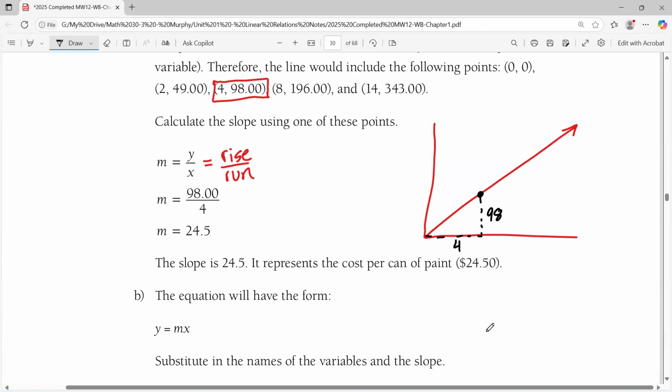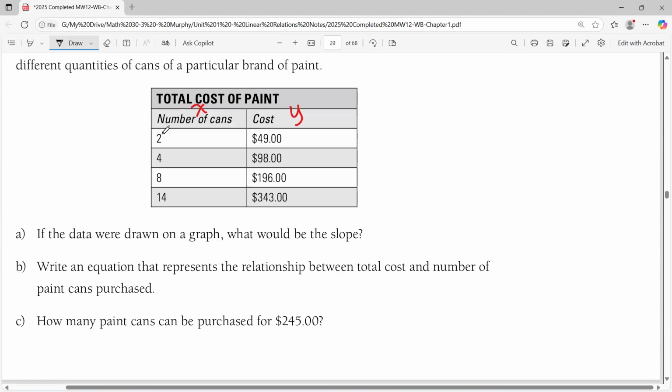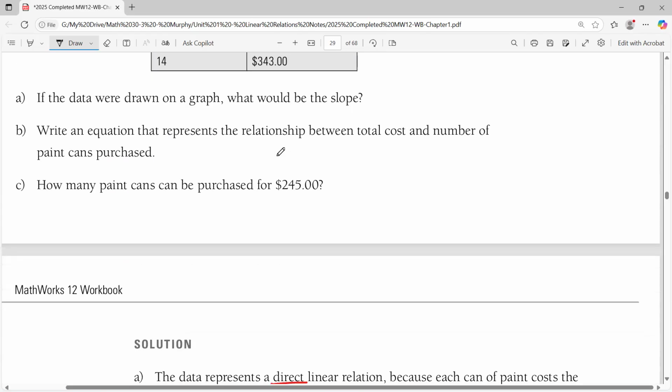And what the slope is, it's the cost per can of paint. So if we look back at the table, 2 times 24.50 gets you $49. 4 times 24.50 gets you $98.